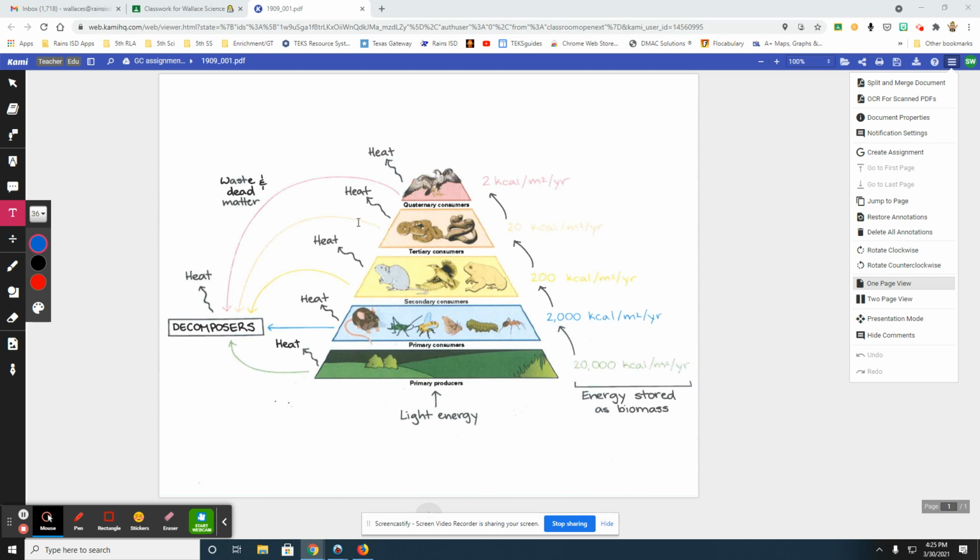Okay, so I hope this helps explain this diagram a little bit for you. Next thing we're going to look at are the food chains and talk about the levels of consumers within the food chain.